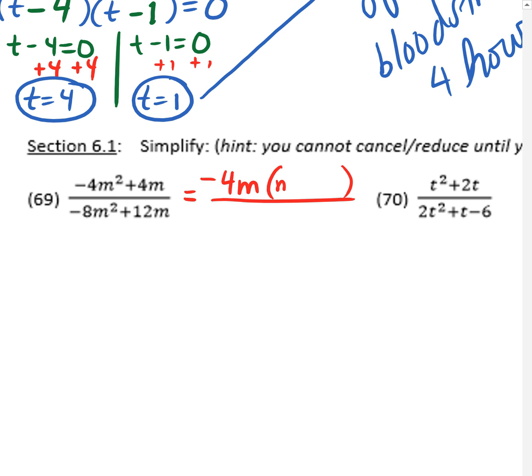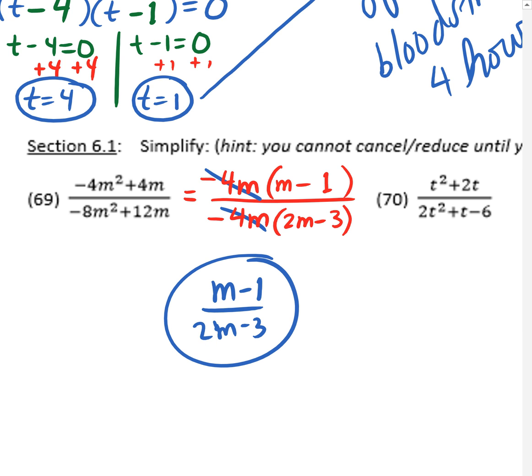What would be left? M minus 1. On the bottom, what do they have in common? Negative 4m, again. And then 2m minus 3 would be left. And then notice that, now that I've factored, I can reduce. Negative 4m cancel. What's left over is m minus 1 over 2m minus 3.